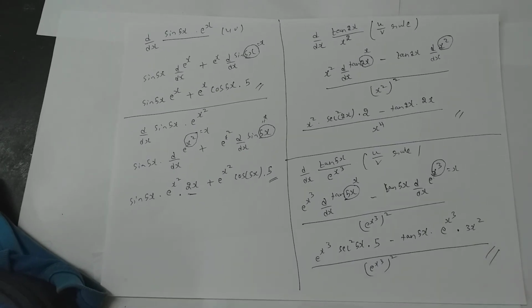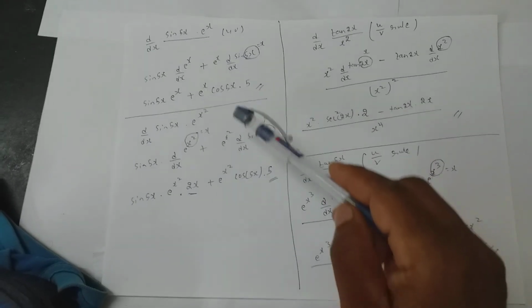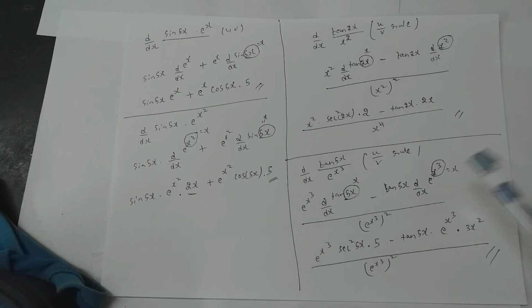Am I clear with all this? Two sums on the uv rule, two sums on the u by v rule. It's anyhow a revision of the uv rule and u by v rule along with trigonometric and exponential function derivatives. Am I clear? Thank you.